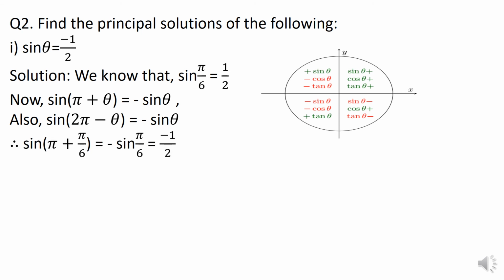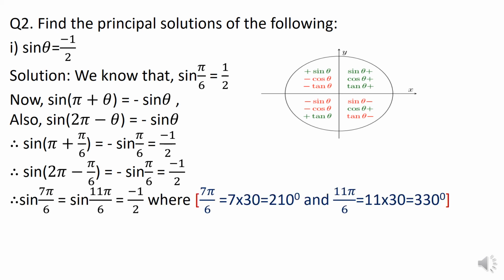Thus we put theta as pi by 6. So we get sine pi plus pi by 6 is the same as minus sine pi by 6 from the first equation. And from the second one, sine 2 pi minus pi by 6 is also minus sine pi by 6. Solving pi plus pi by 6, it becomes 7 pi by 6. And 2 pi minus pi by 6 becomes 11 pi by 6. So sine 7 pi by 6 is equal to sine 11 pi by 6. Both are equal to minus 1 upon 2.